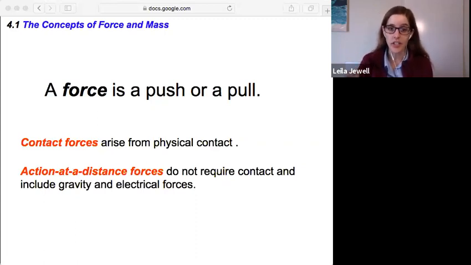In contrast to this, there are the action at a distance forces, or non-contact forces. These don't require contact, and the main examples that we'll see are gravity and electrical forces. So gravity is the easiest one to see, that you don't have to be touching the earth in order for it to be pulling you down, right? When you toss a ball in the air, it gets pulled back down even when it's not touching the earth. Gravity is able to act without that contact. Most of the other forces we'll be looking at in this chapter and this semester are contact ones that are connected to having that physical touch between two objects.